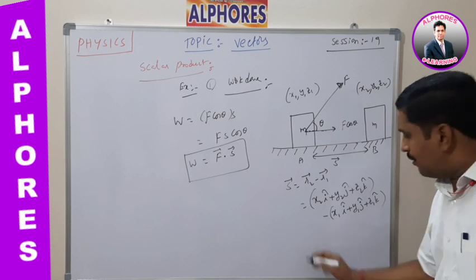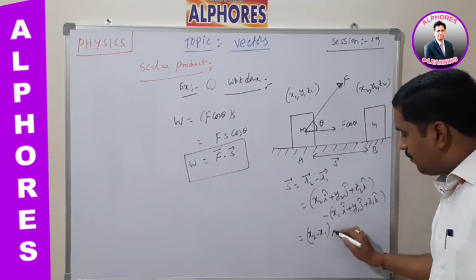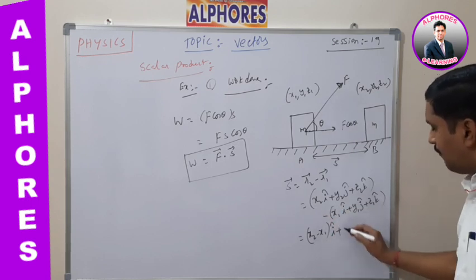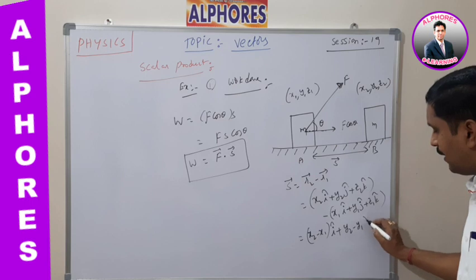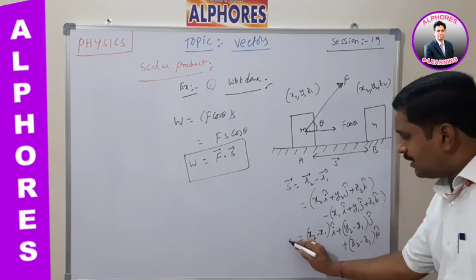Now listen carefully. What about the displacement here? By subtracting, it is x2 minus x1 into i cap, plus y2 minus y1 into j cap, plus z2 minus z1 into k cap. So this is the displacement vector.